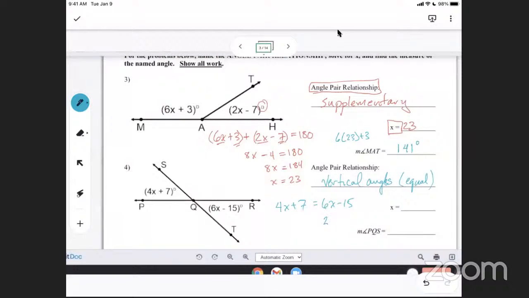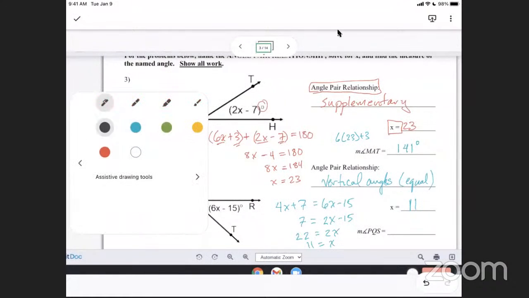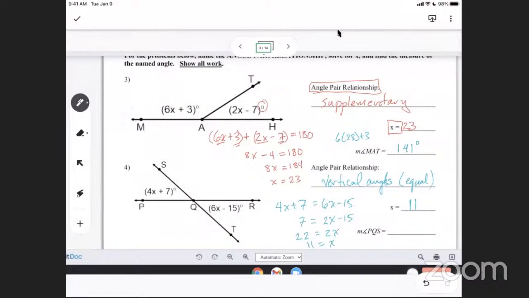So you have 7 equals 2x minus 15. Good. Now what? Then you add 15. Good. And what would you get? 22 equals 2x. And then what? You divide, and then you get 11. Perfect. So x equals 11. And what is the measure of angle PQS? So 4 times 11 plus 7. 44 plus 7. What's 44 plus 7?